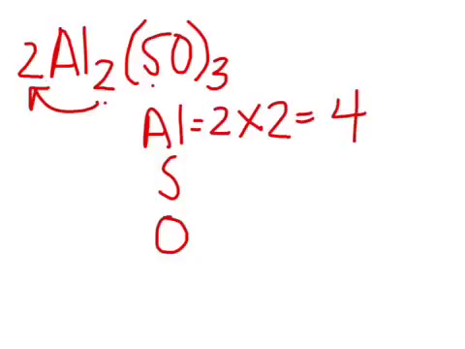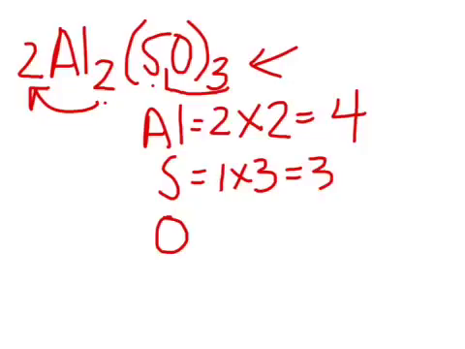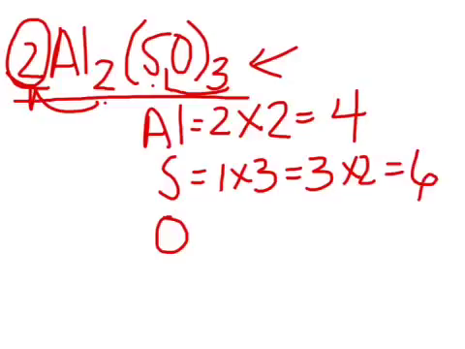Let's go to sulfur. Remember there's no subscript behind sulfur, so that's 1, but this one on the outside goes with everything in the parentheses, so we have to do 1 times 3. 1 times 3 equals 3, but then we also have this 2 at the front because it goes with everybody in the whole formula, so times 2. So there's 6. Now oxygen.